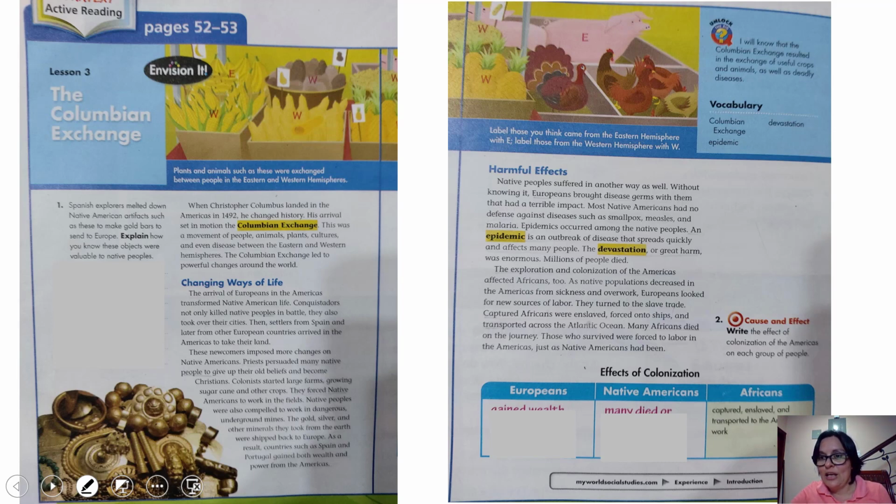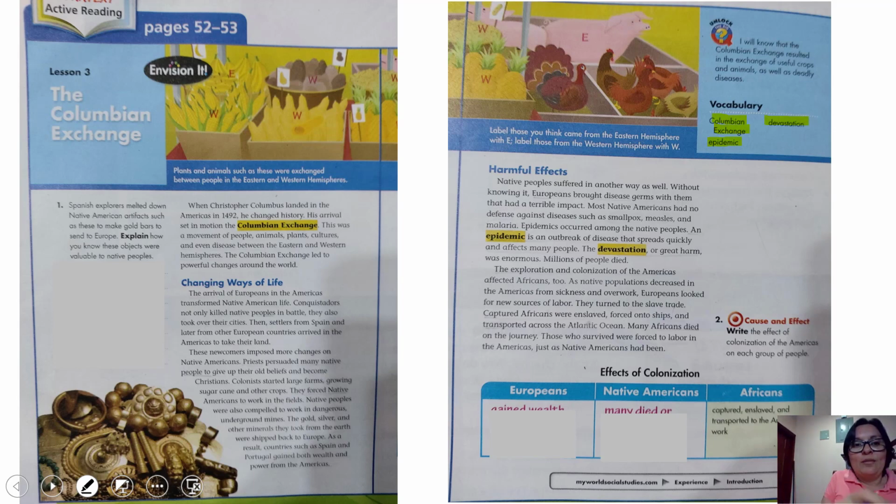The first one is Columbian Exchange. Let's repeat after me. Columbian Exchange. Epidemic. Devastation. Columbian Exchange, epidemic, and devastation. We will be explaining those words. Meanwhile, we will be explaining also the lesson.